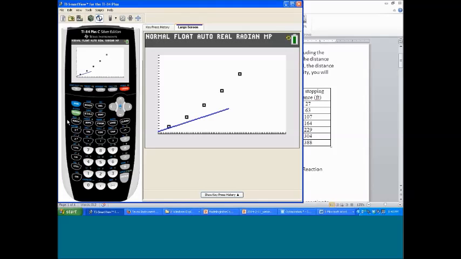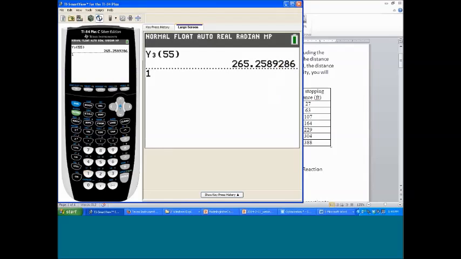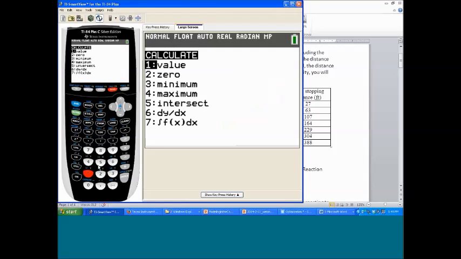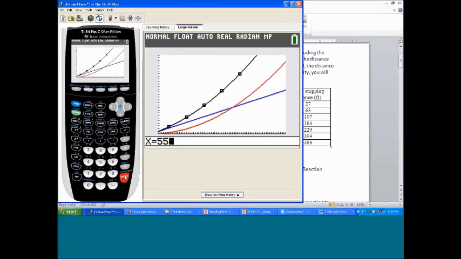Okay, and so now I'm trying to show you the different ways that we can get this same information with a numeric answer, with a graphical answer, and using function notation. So let's go back. Whoops, that's the wrong thing. I wanted to do second calc, value of 55 again.